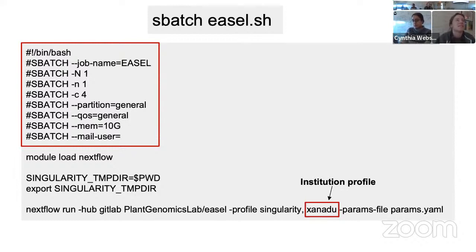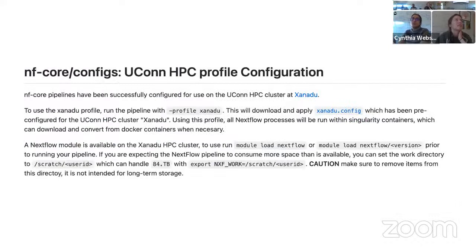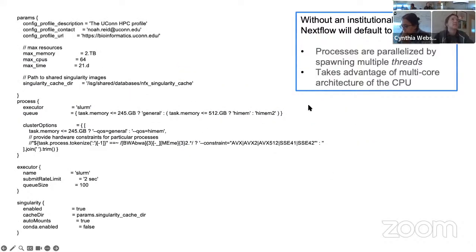This Xanadu thing is actually the name of our cluster, and it's an institution profile. You wouldn't put this on yours unless you're from the University of Connecticut like we are, but this is specific to my lab. It's a feature from Nextflow. You can actually get your own configuration file for your institution through nf-core. There's a big list of them on their website, and you can see if your institution's already on there. But this will really optimize your Nextflow experience, especially if you start using other pipelines besides EASEL, which I highly recommend.